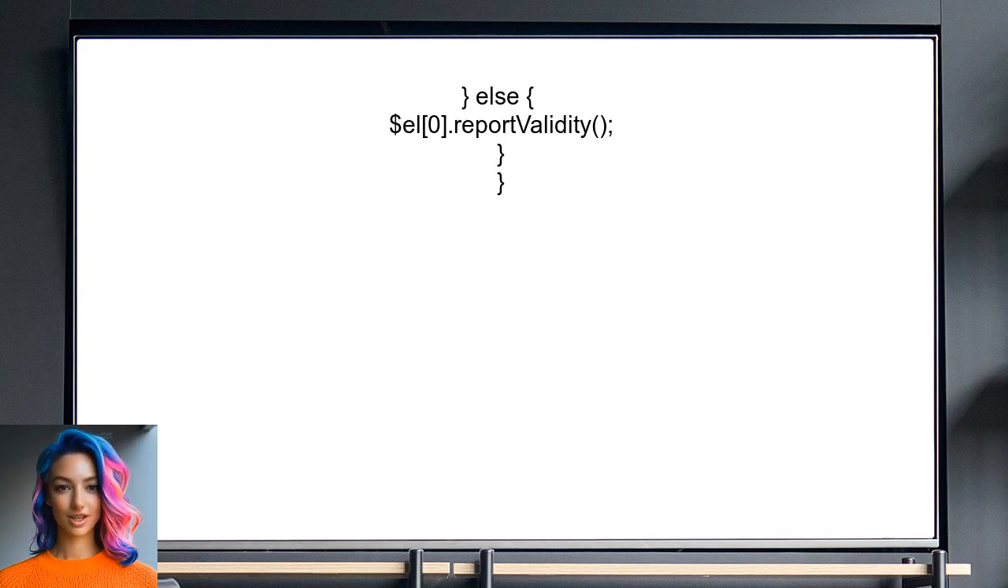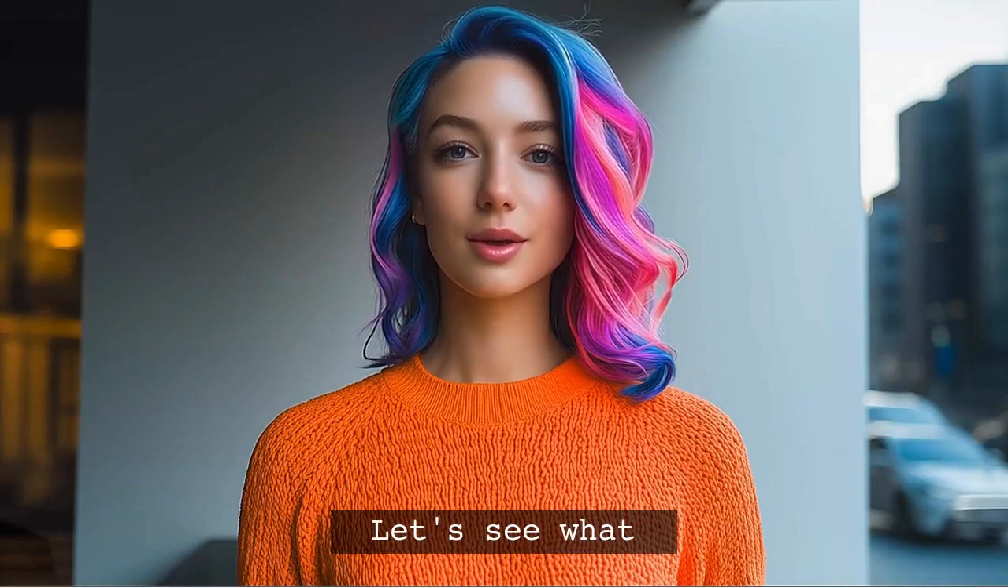If the form is valid, preventDefault is called to stop the submission and the comment data is collected. If the form is invalid, reportValidity is triggered to show the user what needs to be corrected. That's all for that response. Let's see what someone else had to say.